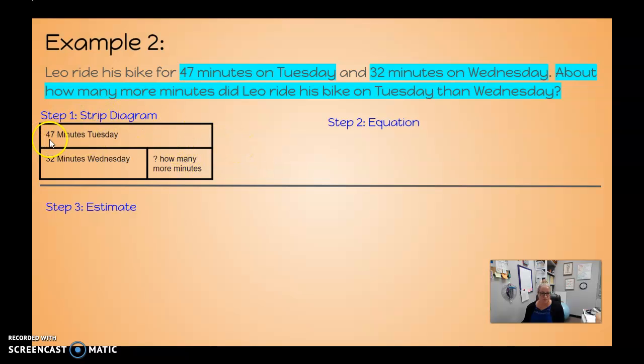I know that Tuesday was 47 minutes long. I know that Wednesday was 32 minutes long. I want to know about how many more minutes he rode on Tuesday than Wednesday. So the next thing I'm going to do is I'm going to do my equation. So I'm going to subtract 47 from 32 to figure out that answer.